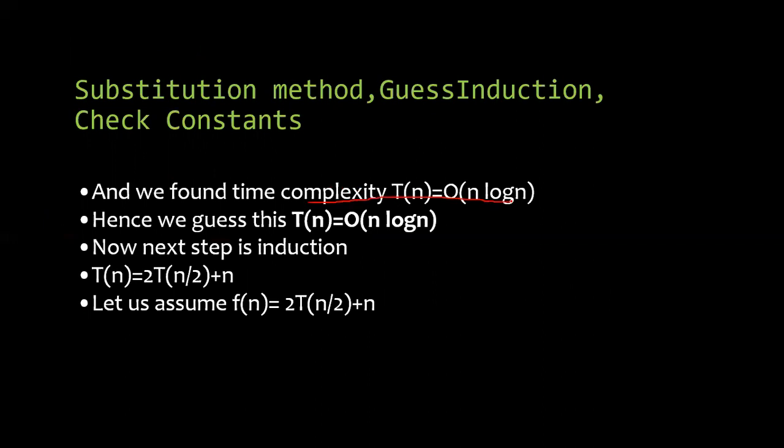Our time complexity of T(n) is n log n, and let us assume that, as we can find here, we take n as n by 2, then we'll get the equation T(n) = 2T(n/2) + n. Now let us assume f(n) = 2T(n/2) + n. From these two equations we can say that T(n) = f(n).